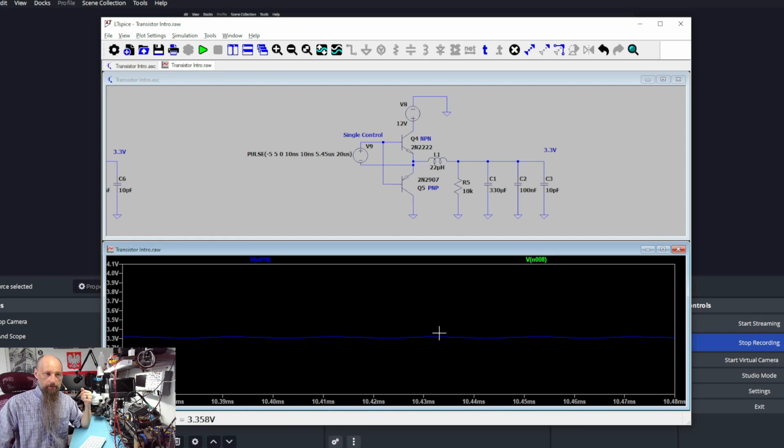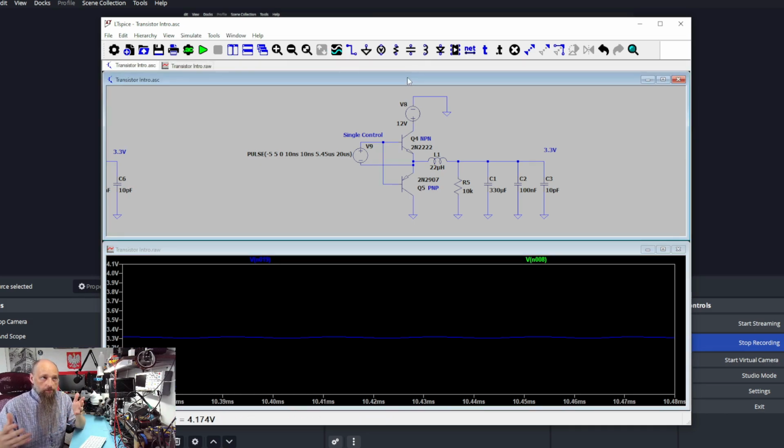Roughly 3.3. Typically, in reality, our single control source will be some kind of specialized chip, which either will connect directly to the coil, L1 in this case, 22 micro, or it will have two transistors accompanied, and they will control the coil, and they will actually push the energy through the coil.